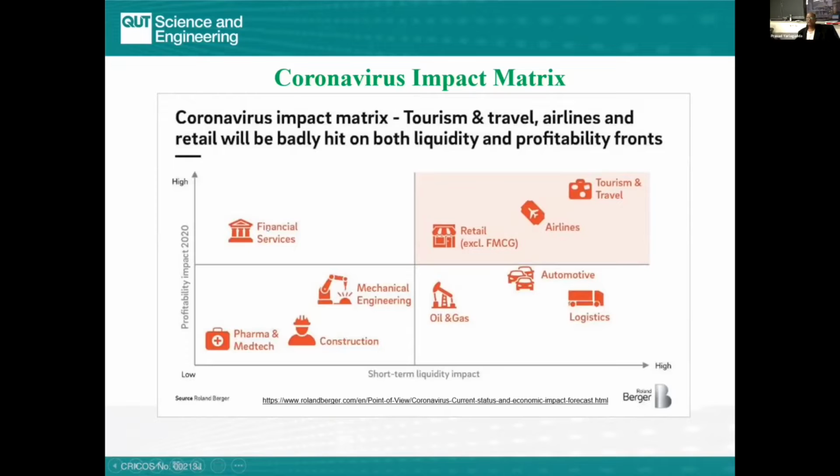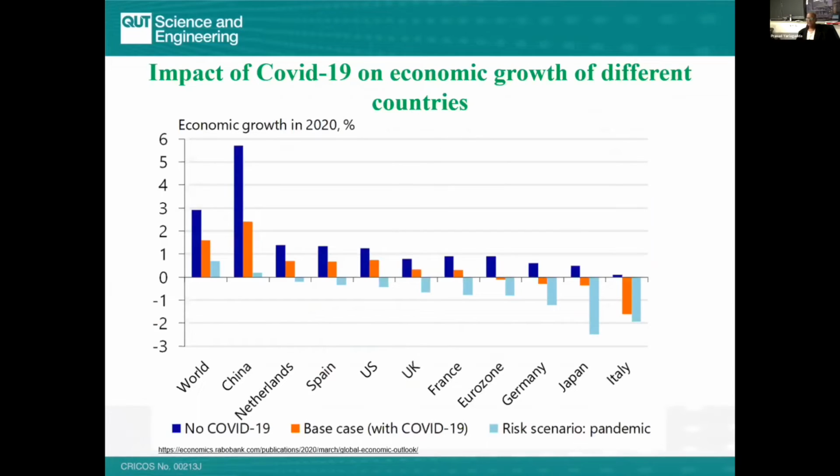But we'll see each one of the sectors in detail over the next 7-8 minutes. If we look at the projected economic growth of the world, the blue color indicates projected economic growth. For example, the world has 3% projected growth, and China is close to 5.7% growth. That is the projected normal scenario in 2020.